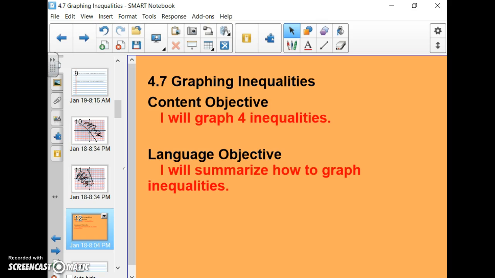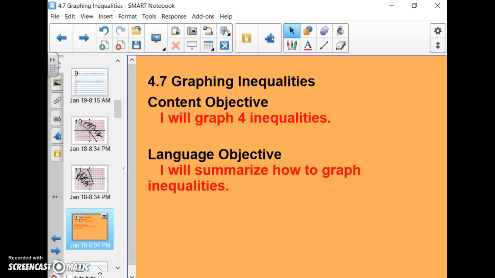Today's lesson is 4.7, Graphing Inequalities. The content objective is I will graph inequalities, and the language objective is I will summarize how to graph inequalities. Now, this language objective is not something we're going to do in class, so make sure that you summarize the lesson when you're done, because chances are this could be on tomorrow's notebook check. And if it is, you're not going to have enough time to just make one up on the spot, so make sure you have that done.